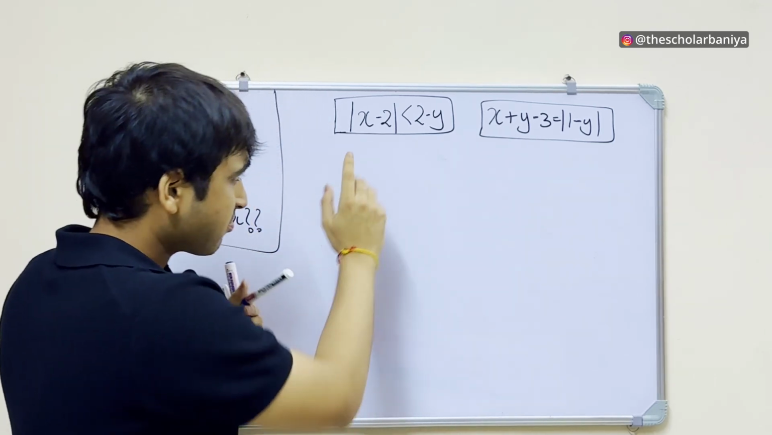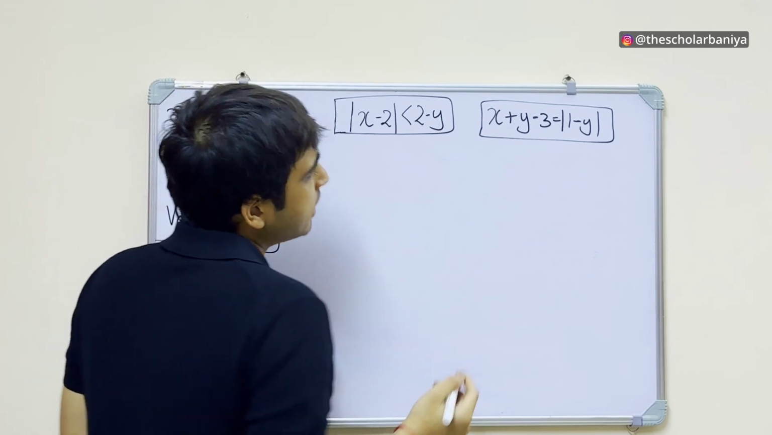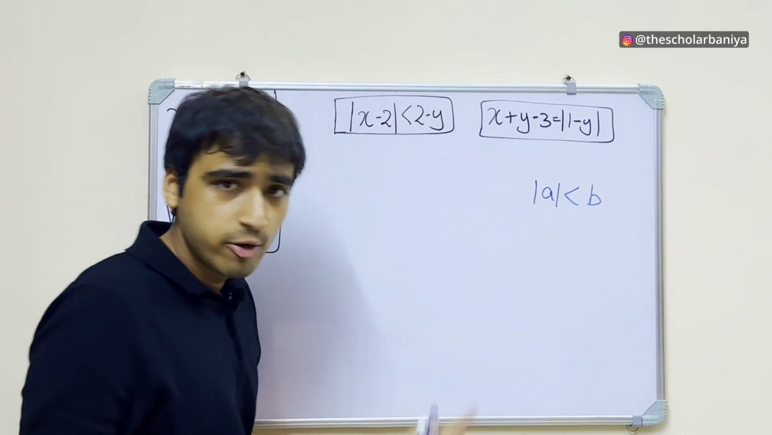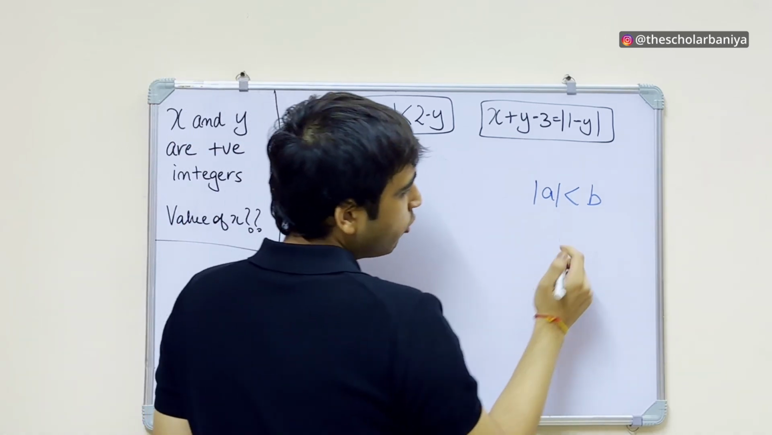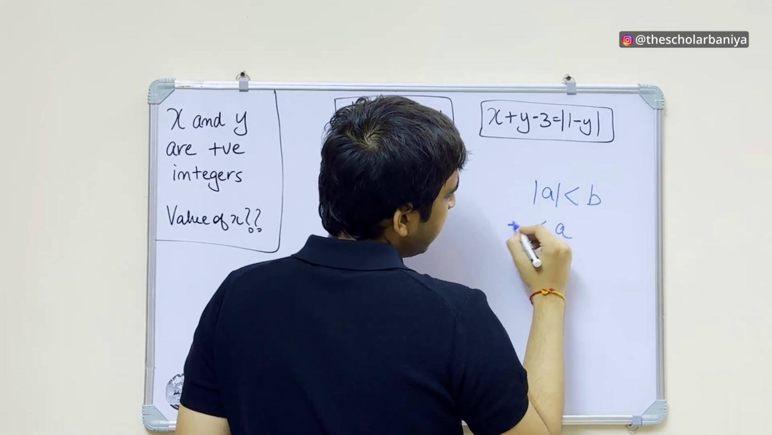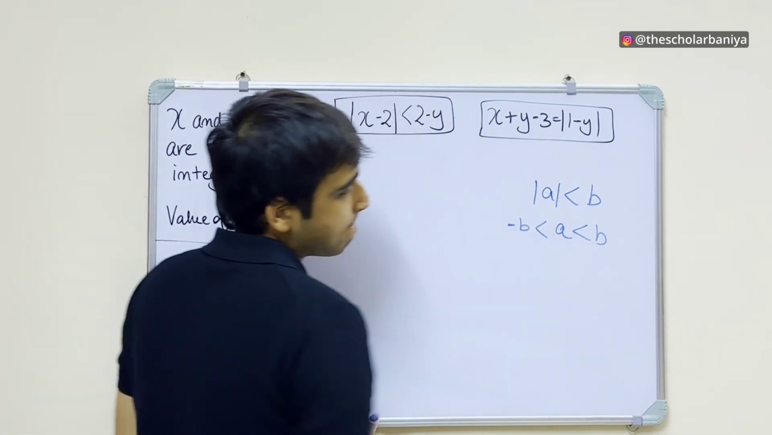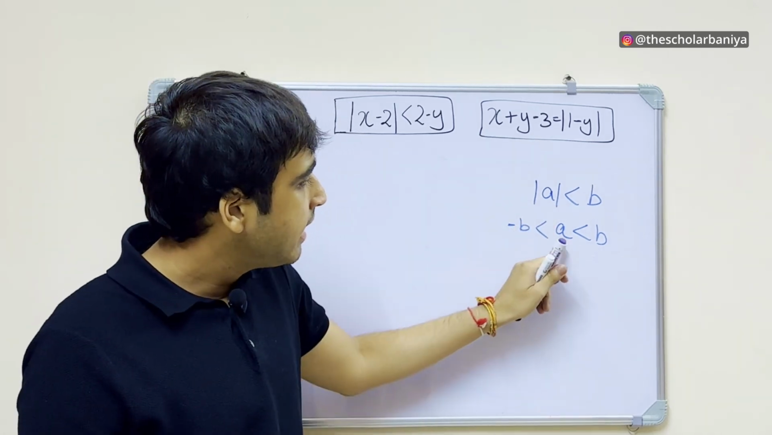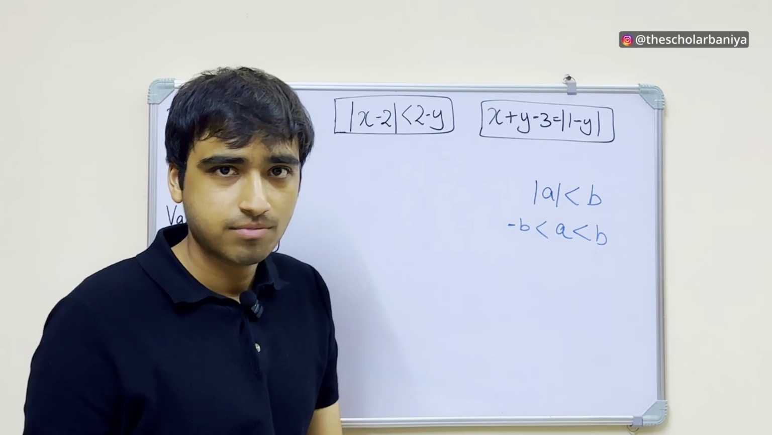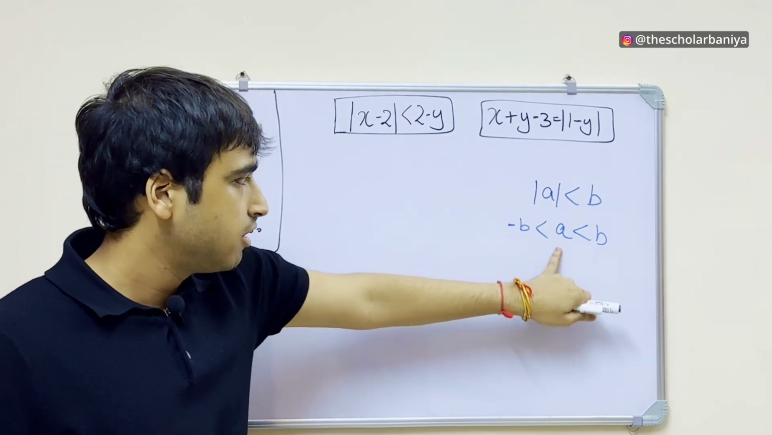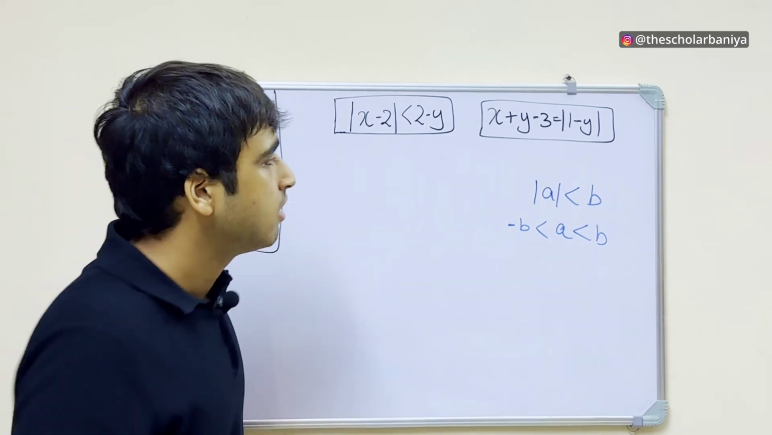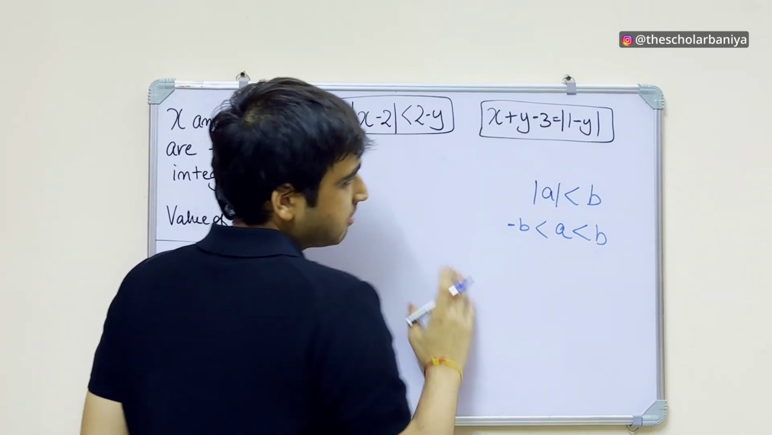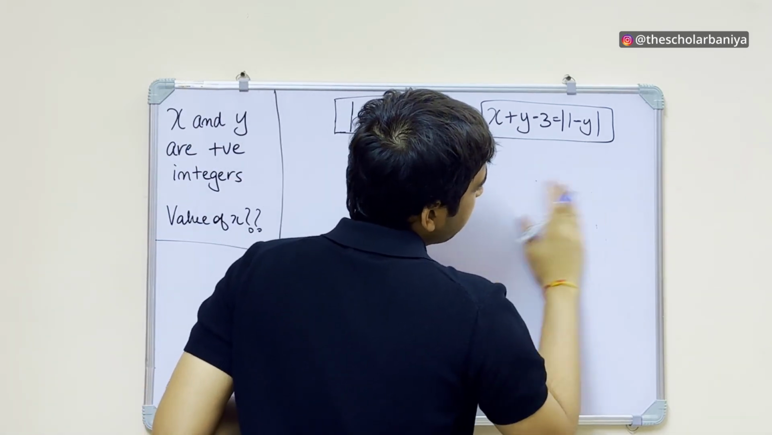Just look. For example, we know that if mod a is less than b, I've told you this before, then a will be greater than minus b and less than b. I hope this is very clear. If mod a is less than b, then a is greater than minus b and less than b. If you don't know this, try to learn this, right? I mean, you can see it also logically, but I hope you should already know this, right? Okay.